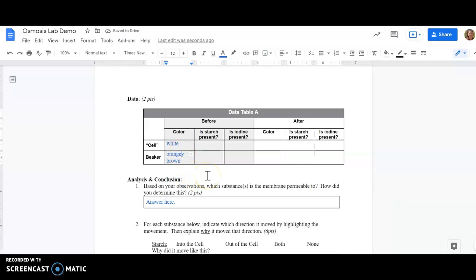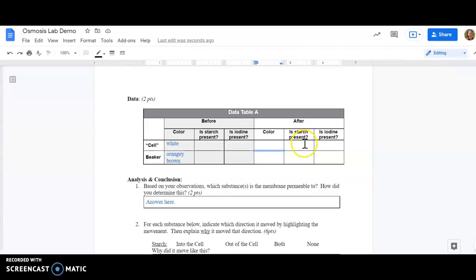All right, orangey brown. And then afterwards, you tell me what color, and then did starch move in? Was starch in the cell to start with? Was starch in the beaker to start with? Was iodine in the cell to start with? Was iodine in the beaker to start with? And then afterwards, did starch move out of the cell? Is there starch present still in the cell? Yes or no? Maybe it all left. Who knows? Is there starch in the beaker? Did it actually leave the cell and get into the beaker? He talks through that in the video too.